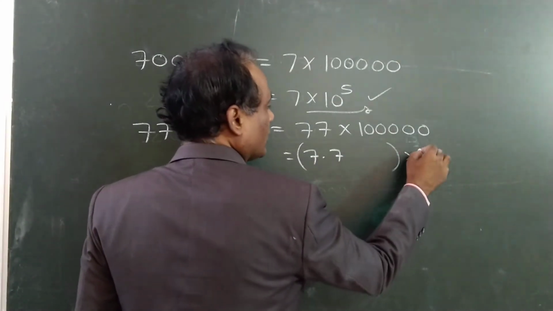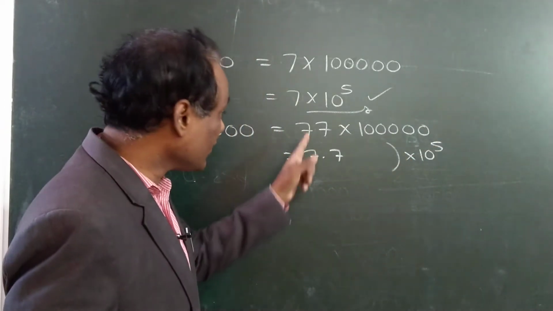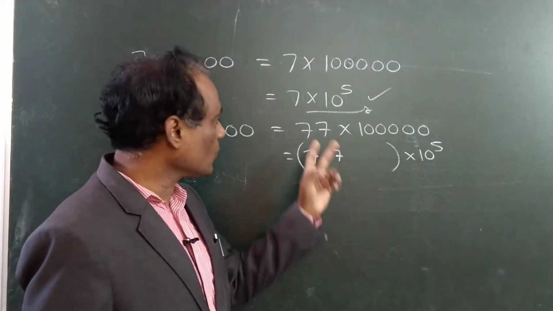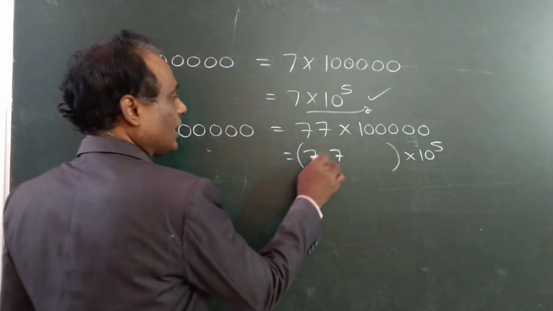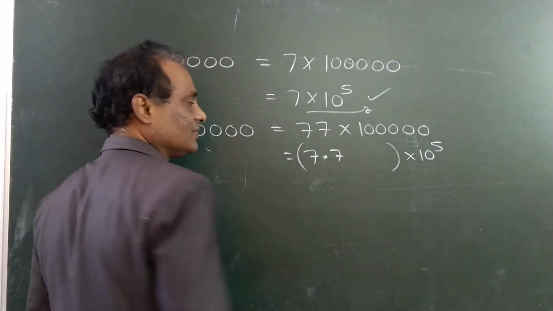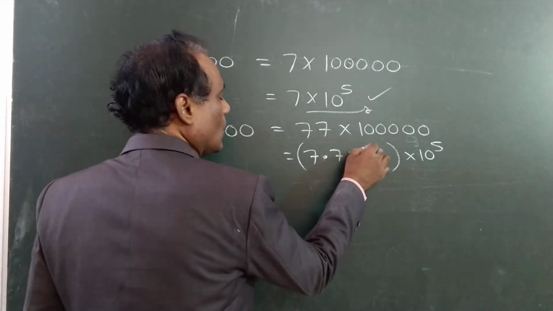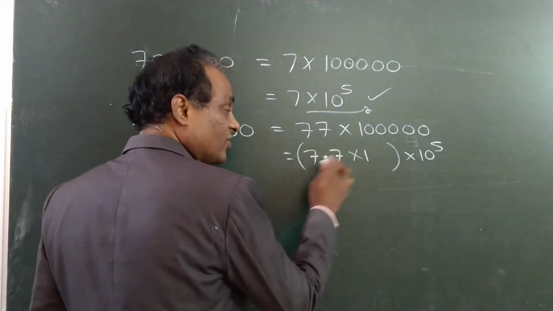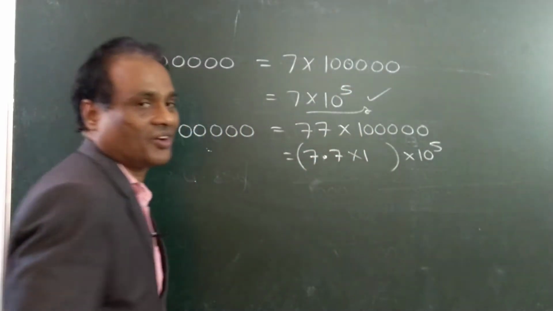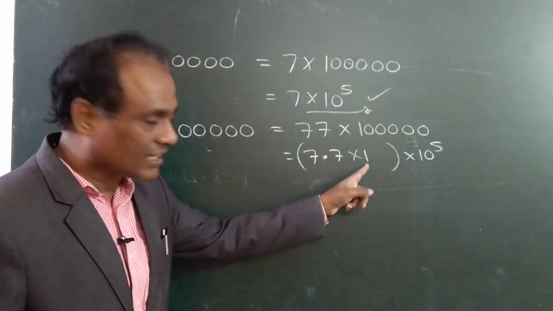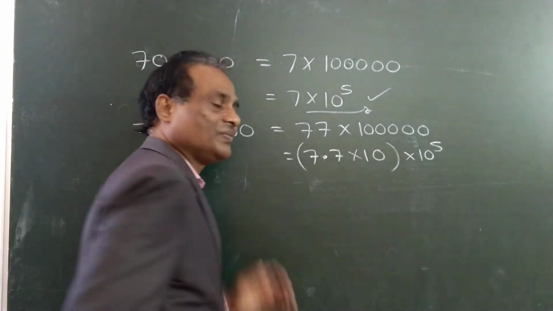10 to the power of 5 you write, but we can't keep it 77. The decimal should be after 1 digit. So how to write 77 as 7.7? 77 can be written as 7.7 into 1. If you are putting the decimal, we will get zeros in the numerator. If you are removing the decimal, we will get zeros in the denominator. So we are forcefully keeping the decimal, therefore after the decimal, 1 digit, not 10.